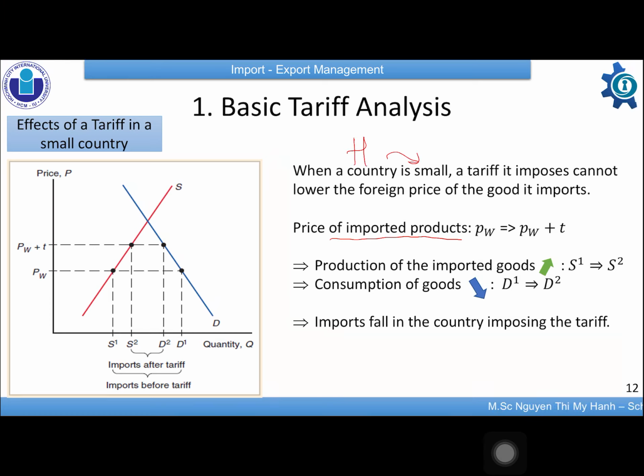So that's why, here we can see the home country is a small country, the price of imported products in home country will become PW plus T. Okay, so the price will increase from PW to PW plus T. So the production of the imported good will increase from S1 to S2. Okay, so first at the price PW, the supply quantity will be S1 and the demand will be D1.